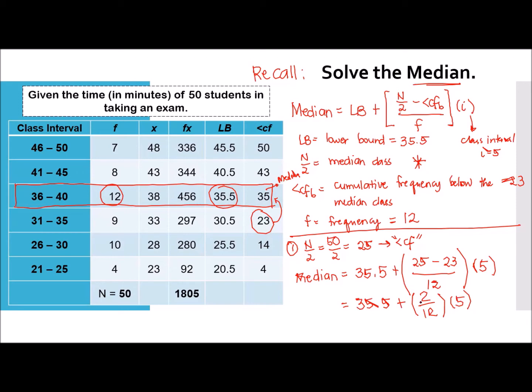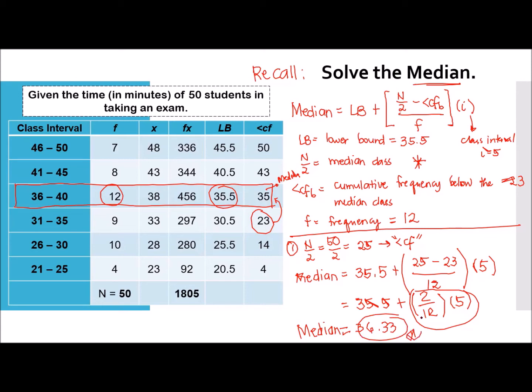So, unahin mo lang muna itong nasa right side. So, gagawin mo dyan, 2 divided by 12 equals. Then, times 5 equals. So, we will have 5 over 6. Okay, so that is 0.83333. Tapos, idiretso mo na, plus 35.5. Okay, so the answer here is 36.33. So, sa dulo tayo, magkakaroon ng rounded off. So, this is our median.